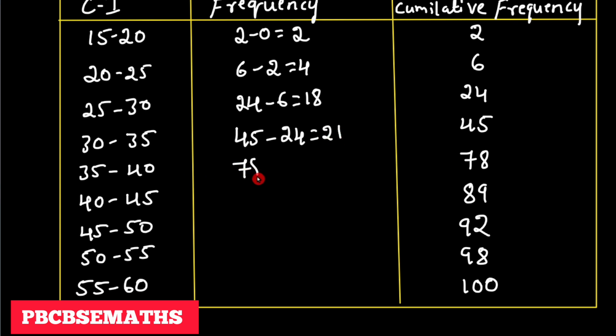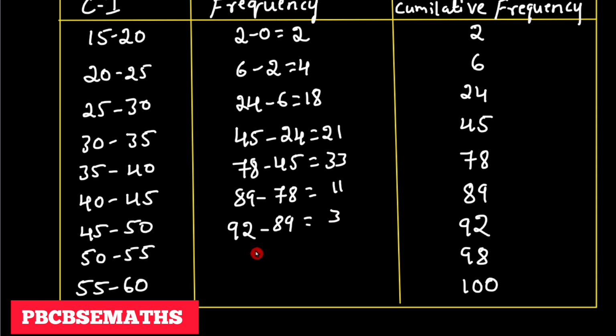Then 78 minus 45 gives us 33. In the same way, 89 minus 78 gives us 11. Then 92 minus 89 gives us 3. 98 minus 92 gives us 6. At last, 100 minus 98 gives us 2. So in this way, we can get the frequency of this given data.